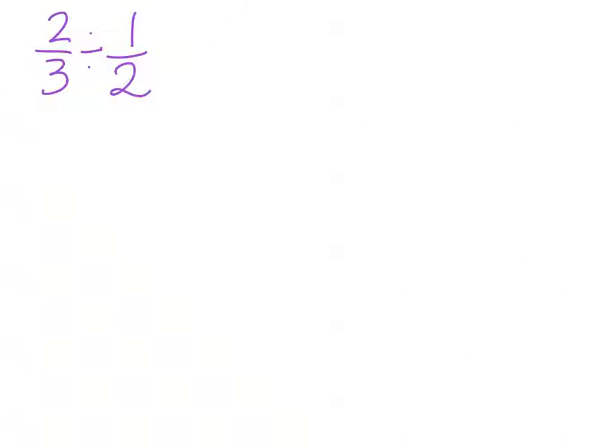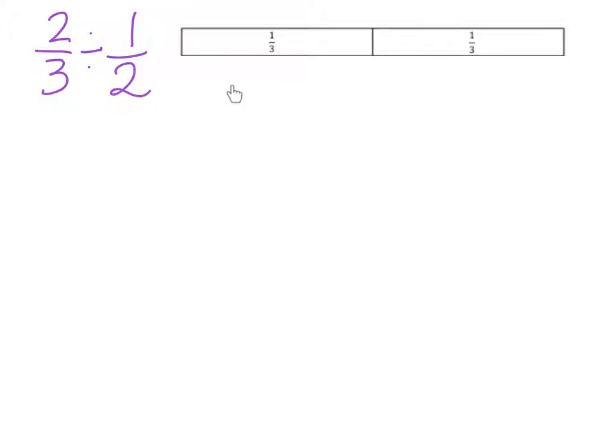So the final problem I'm going to model is 2/3 divided by 1/2. So I will start with my model representing the 2/3. So here I have my 2/3, and now I need to divide the 2/3 by a half. So I need to think about what's the relationship between thirds and halves. Well, 6ths. So I need to create 6ths size pieces. So I've divided the thirds in half so I can end up with 1/6 size pieces. 2/6 is equivalent to 1/3.